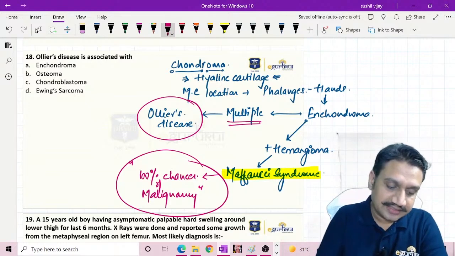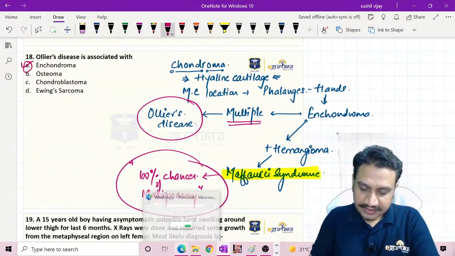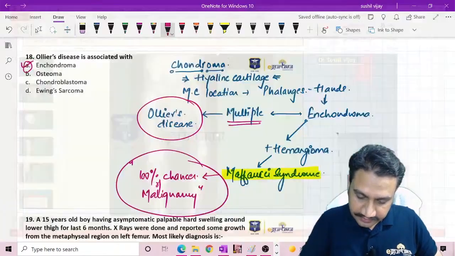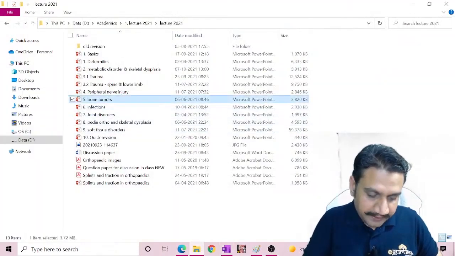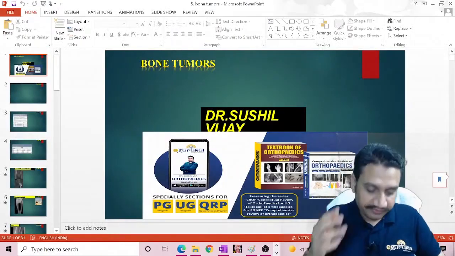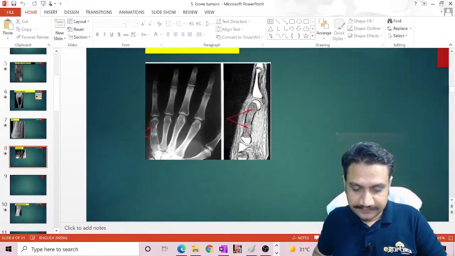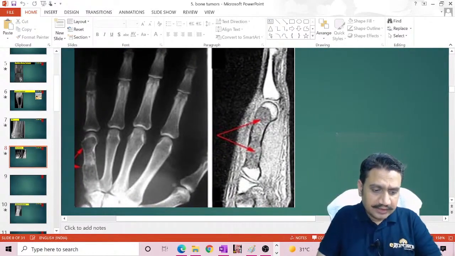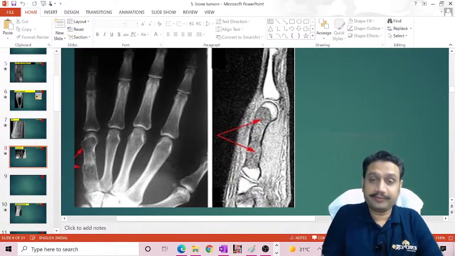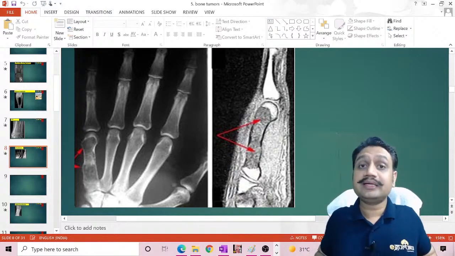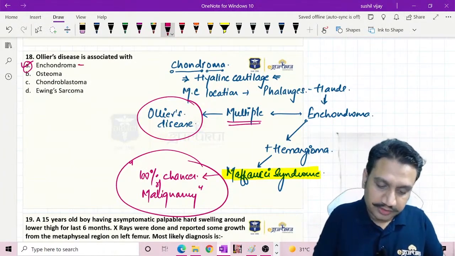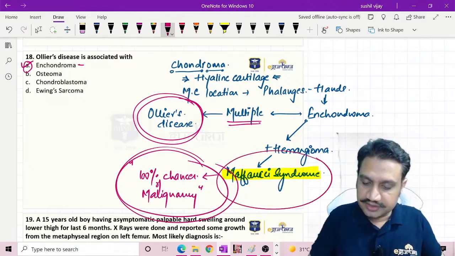So Ollier's disease is associated with enchondroma. How does it look like? Let me show that also. Kaisa dikhta hai ye? This is metabolic disorders. I'll show you about the bone tumors, how it looks like. So in bone tumors, the person with enchondroma will come to you with a swelling around the metacarpal, with a swelling around the phalanges, and the swelling looks something like this. This is what you call the pre-malignant tumor, and there is a 100% chance of conversion into malignancy in Maffucci. So this is how the enchondroma will be seen. Okay. I hope we are clear with this point. Let's see the next one. So Ollier's disease and enchondroma: there are two systemic associations, Ollier's and Maffucci syndrome.